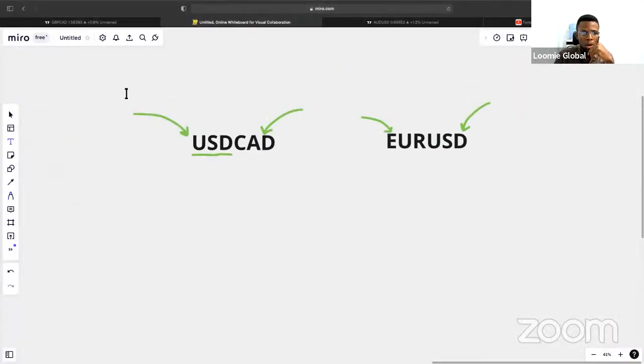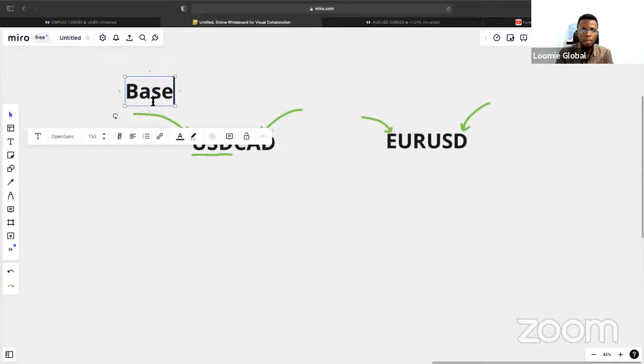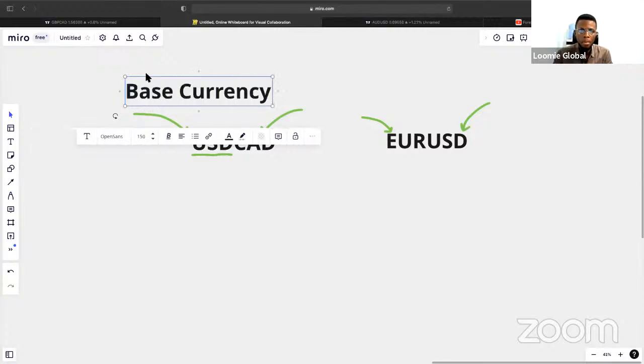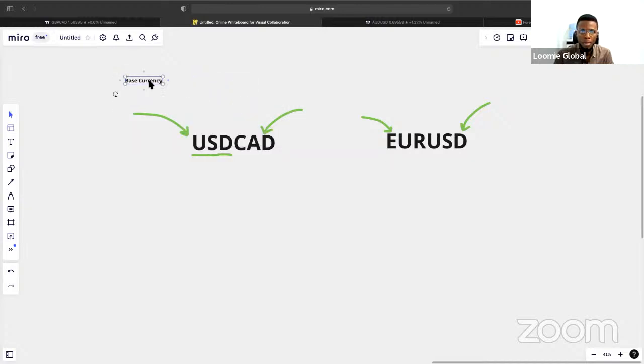Where is my text tool? We always have the base currency, which is this guy, and we always have the quote currency. The quote currency. So CAD here, the Canadian dollar here is the quote currency. The base currency here is the US dollar. The same thing also applies here. We have Euro being the base currency here, and we have the US dollar being the quote currency here.